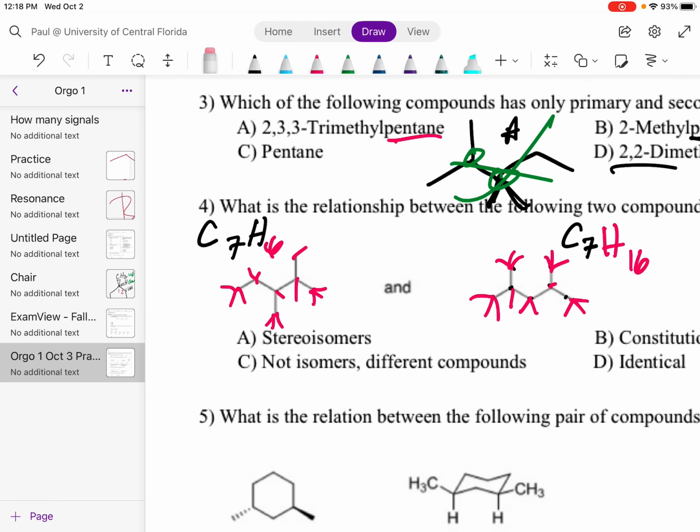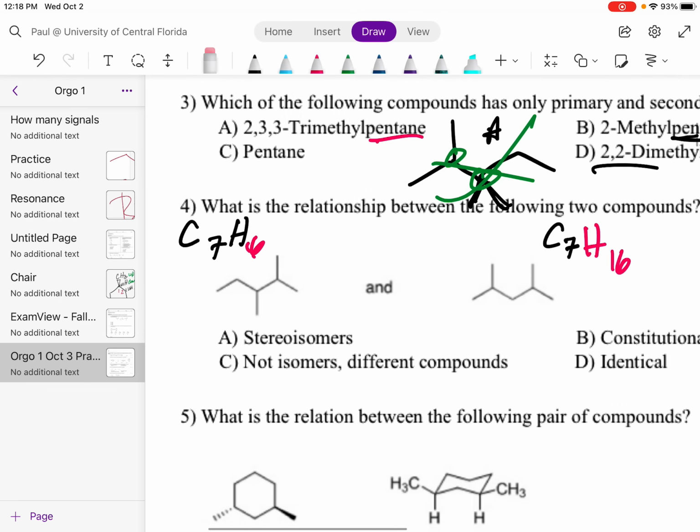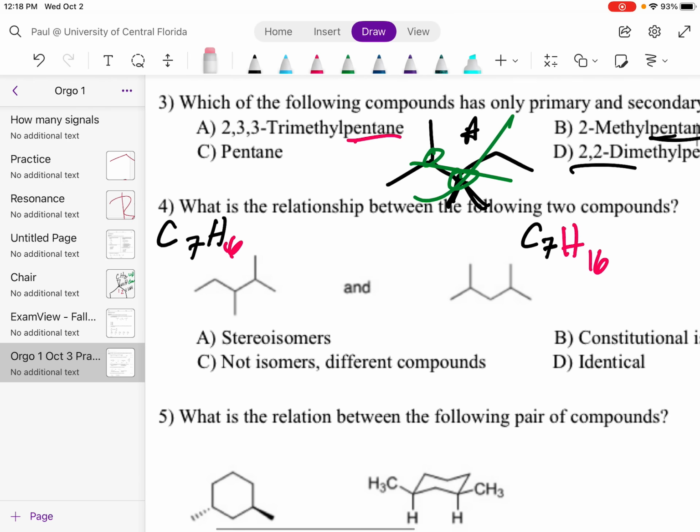Okay. Now, are they superimposable? No, they're not. If you can't see if they're not superimposable, then here's another option for you. Okay, so if they're not superimposable, that means they are not identical. So that one's off the table. Okay.